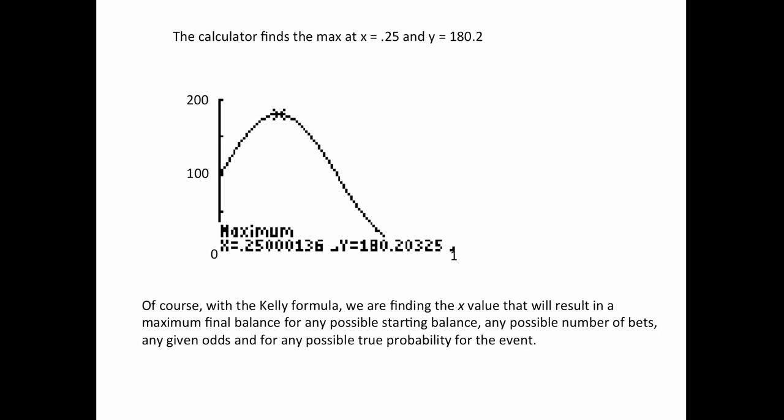Of course, the Kelly formula, what's so beautiful and fascinating about it is that we're finding the X value that will result in the maximum final balance for any possible starting balance, with any possible number of bets, with any possible given odds, for any possible true probability, no matter what. In other words, all of those quantities are variables; if you knew what they were, plug those in and that's the right amount to bet under that circumstance to achieve the maximum growth rate, and therefore, of course, the maximum balance.